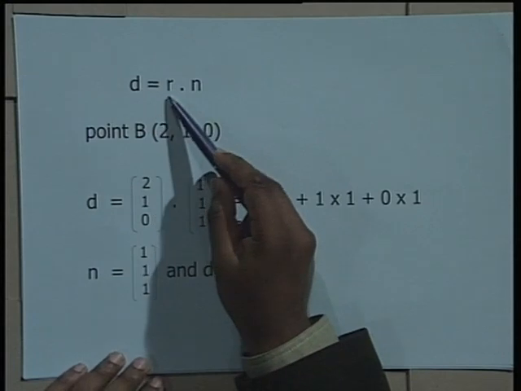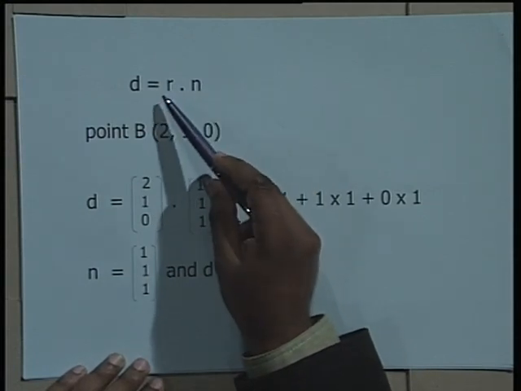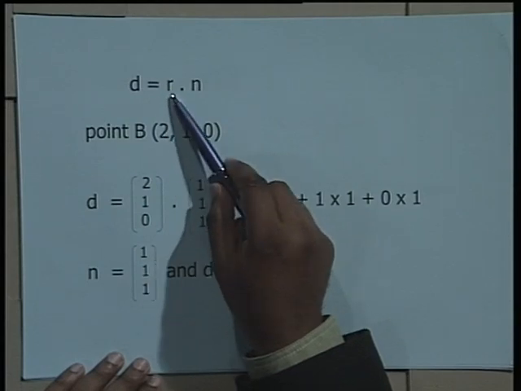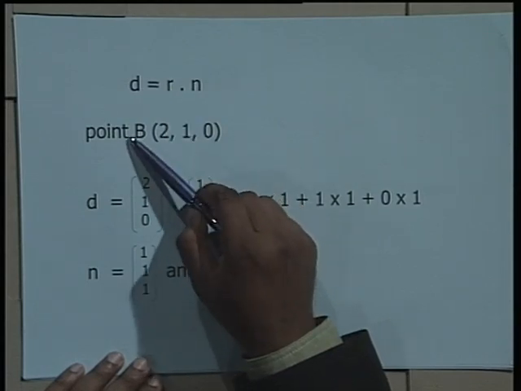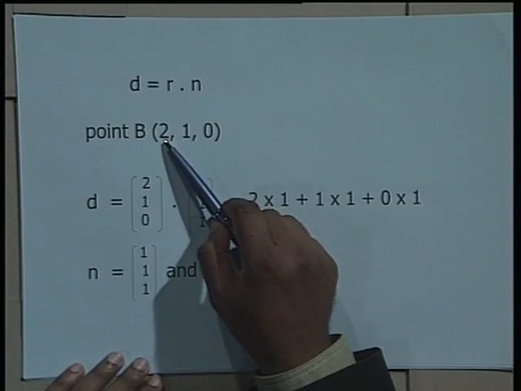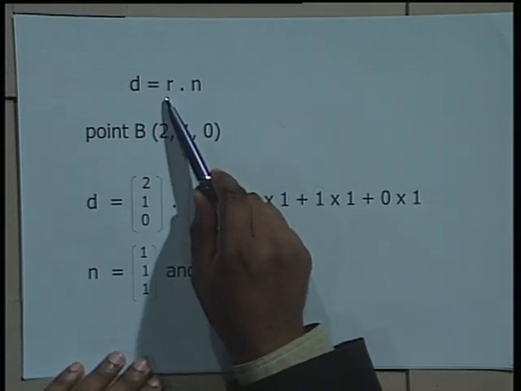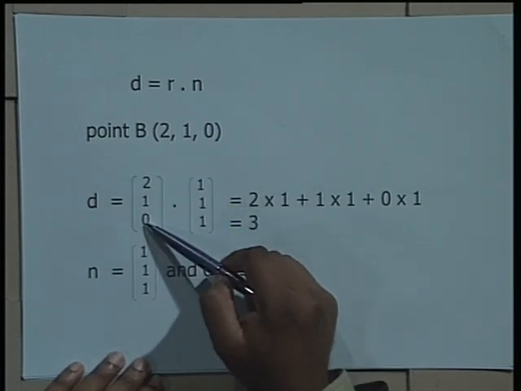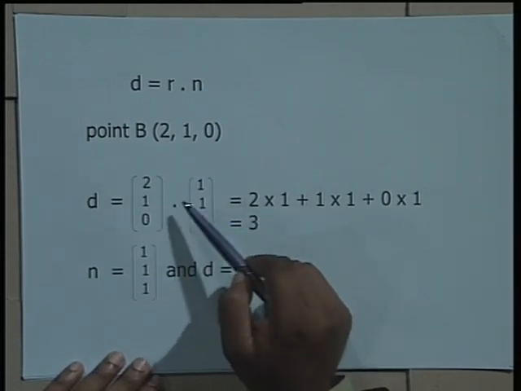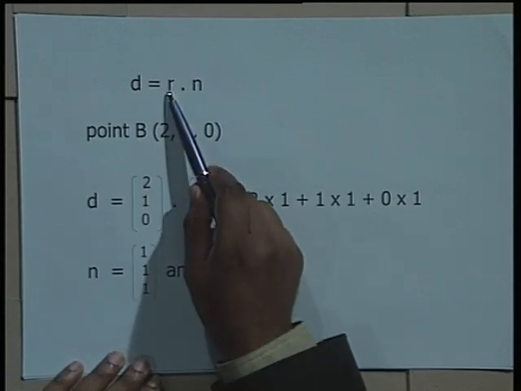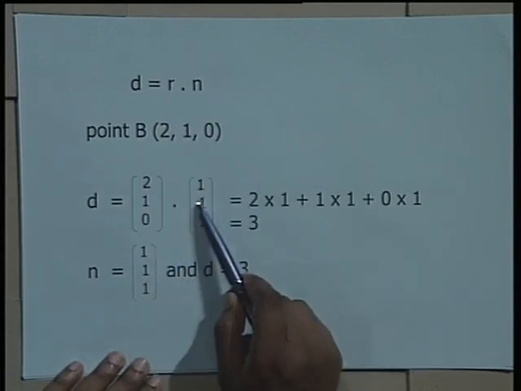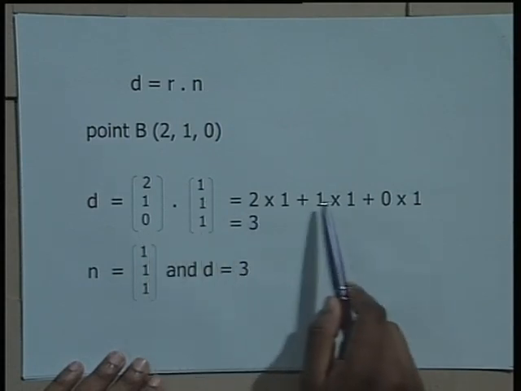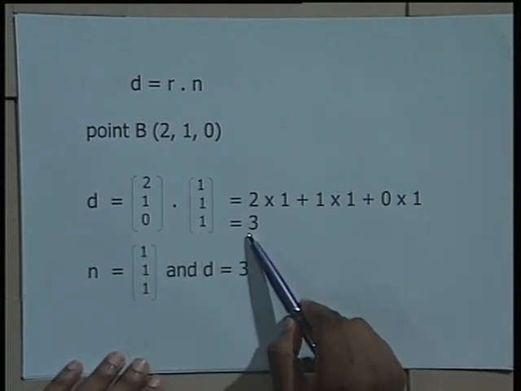So d is r dot n. We can replace r by the position vector of any one of the points lying on the plane. We have chosen the point B. So we will replace r by the position vector of B, which is 2, 1, 0, and carry out the dot product of the position vector of B and n. 2 times 1, 1 times 1, 0 times 1. Evaluate the sum to obtain 3.